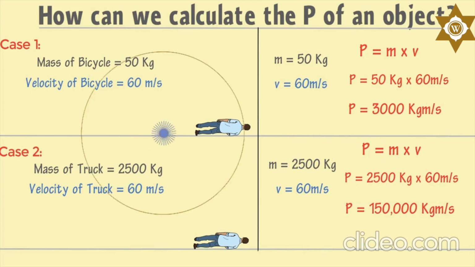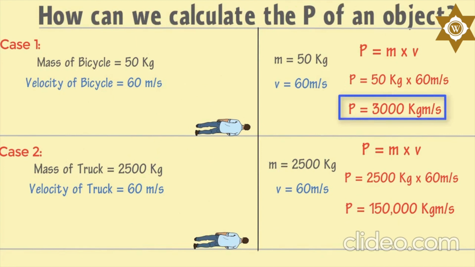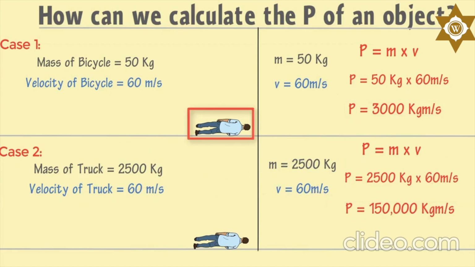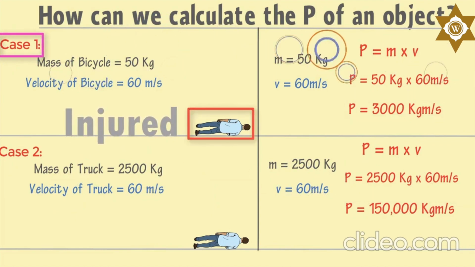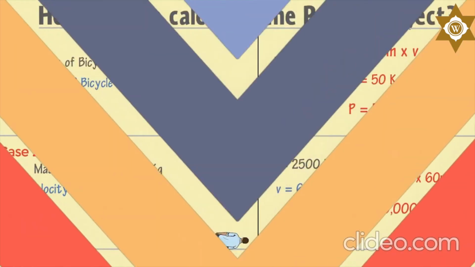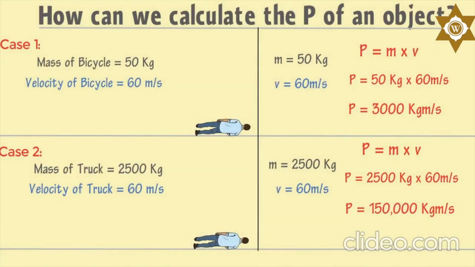This shows that the momentum of the bicycle is smaller than the momentum of the truck. Therefore, a person is merely injured in case 1, when hit by the bicycle, while in case 2, the person got serious injuries or death when hit by the truck.